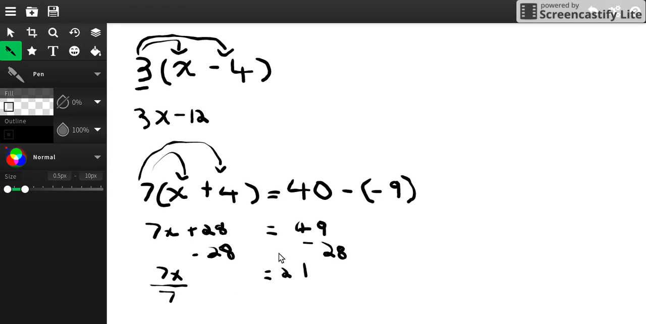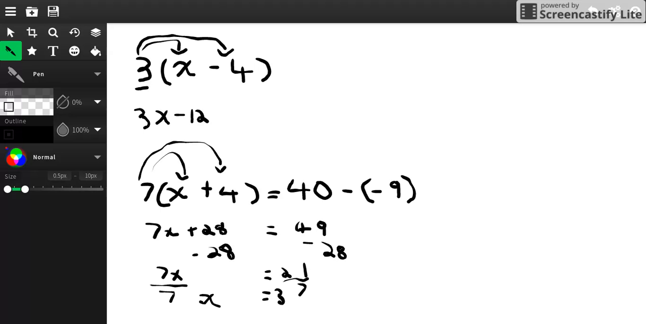Okay, 7x divided by 7. We divided both sides by the coefficient, which is 7. And we get our final answer: x is equal to 21 divided by 7, which is 3. And that's how you solve a multi-step equation.